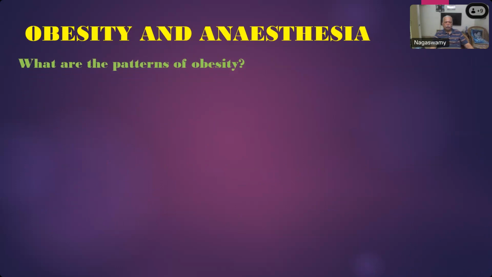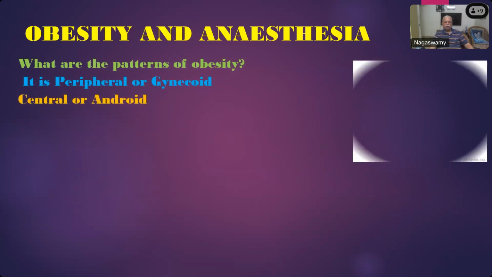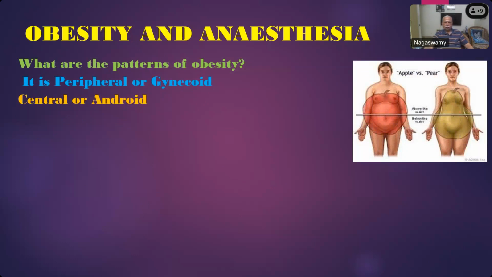Now, what are the patterns of obesity? Already we have answered that it can be called peripheral or gynecoid, central or android type, and it is classically described as apple versus pear shape. You can see this is a female, it is more of a pear shape because the peripheral fat distribution is more, whereas in men it is more in the central or abdominal part, and that is described as the apple type of obesity.